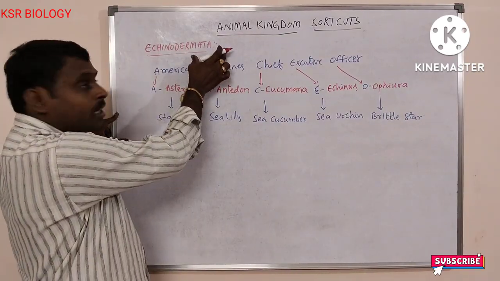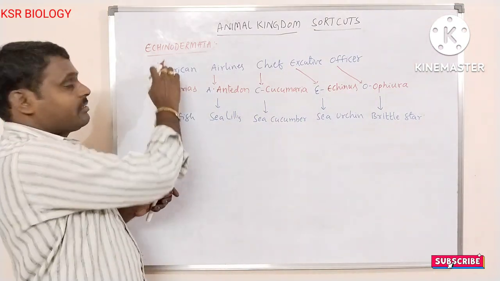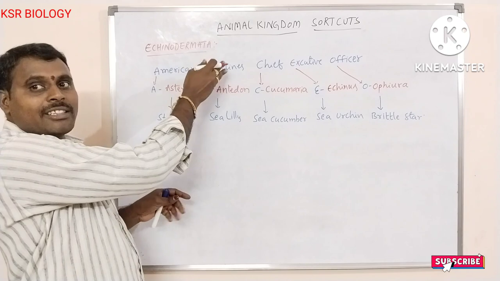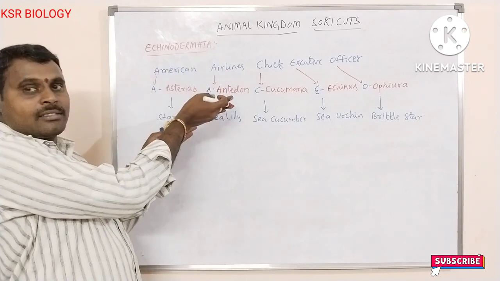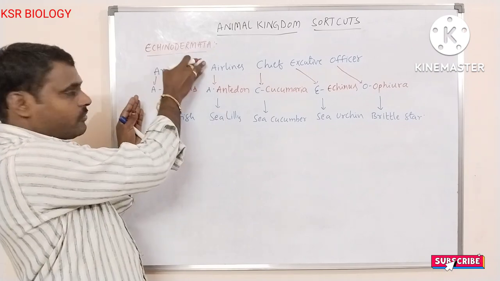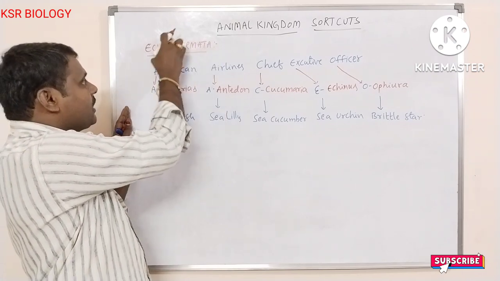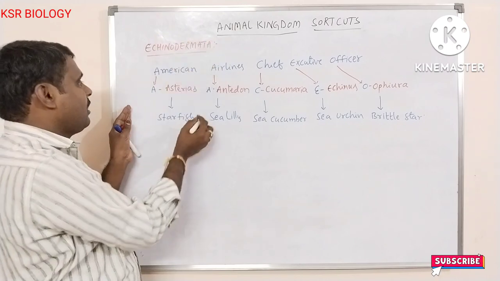So Echinodermata, why did they name it Echinodermata? In Greek, Echinus means spines. Dermis is nothing but skin. On their skin, spines are present. Because of that reason, the organisms under this phylum all have spines on their skin, and that is why they are called Echinodermata.